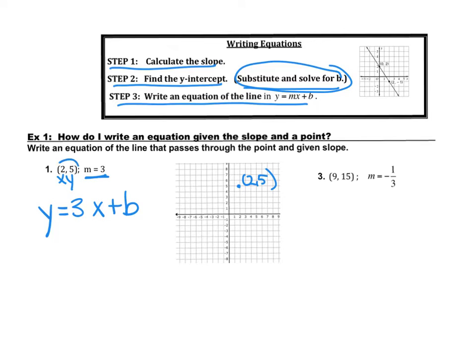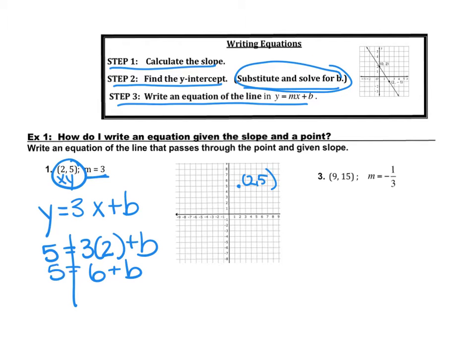What we have, though, is this point, the point xy. So if we substitute and solve for the b, what that means is we're going to substitute in this point in the y is equal to mx plus b. I know I have 5 is equal to 3 times my x is equal to 2 plus b. And now we're just going to simplify and continue solving. So I have 6 plus b is equal to 5, and I'm going to get the b all by itself. And b is going to be equal to -1.